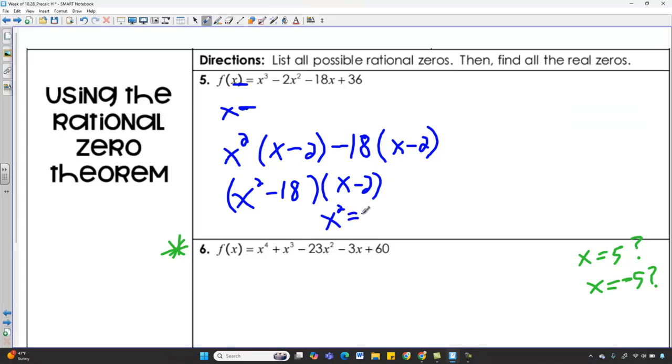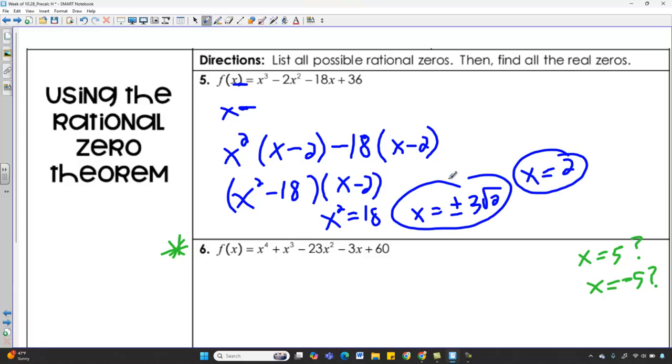So x squared equals 18. x equals plus or minus the square root of 9 times the square root of 2. So it's going to be 3 square roots of 2. And then x equals 2. So it did ask you to list all possible zeros. I guess if we just list them, we're kind of covered. So plus or minus 36.